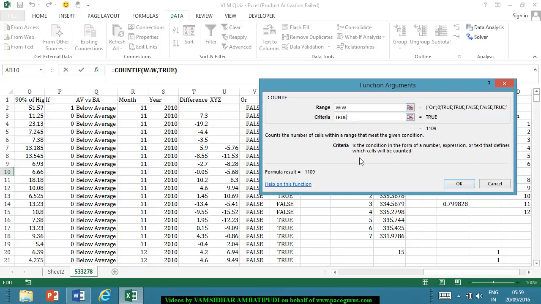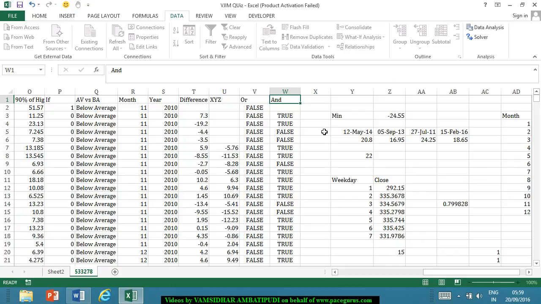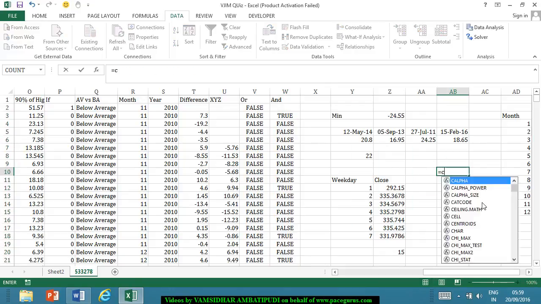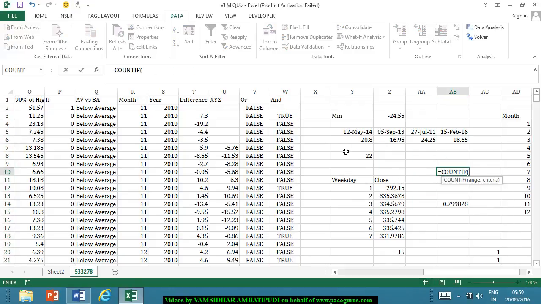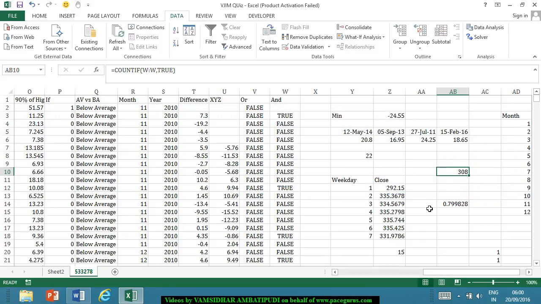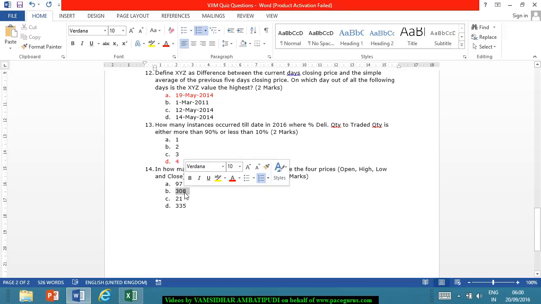Oh, I require all of them to be met, right? So I require AND, not an OR, sorry. I will be using AND instead of OR because I want all the rules to be met, not one. So because I want all the rules to be met, I'll use the AND function, and I'm using COUNTIF. Within this, I'm looking out for the number of truths. The number of truths is coming out to 308. So I can very well mark my option choice as 308.